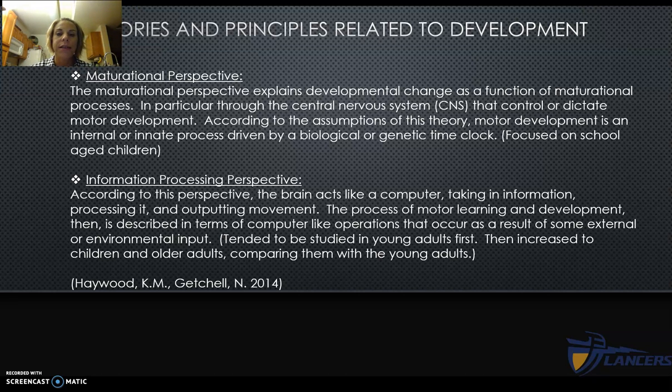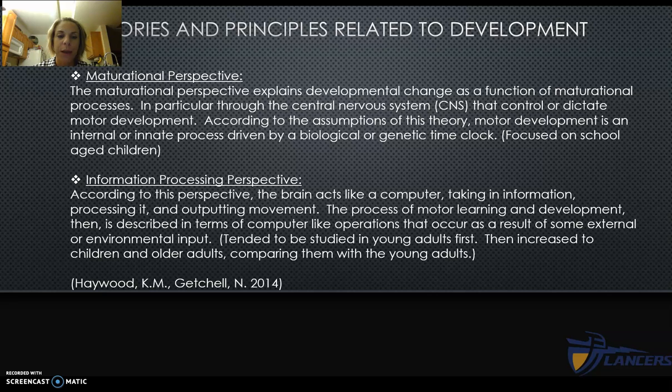Theories and principles related to development. One of them is the maturational perspective. The maturational perspective explains developmental change as a function of maturational processes, in particular through the central nervous system that controls or dictates motor development. According to the assumptions of this theory, motor development is an internal or innate process driven by a biological or genetic time clock. This was focused more on school-age children.